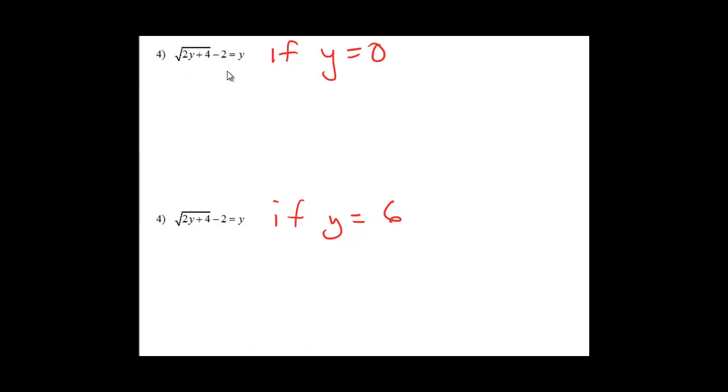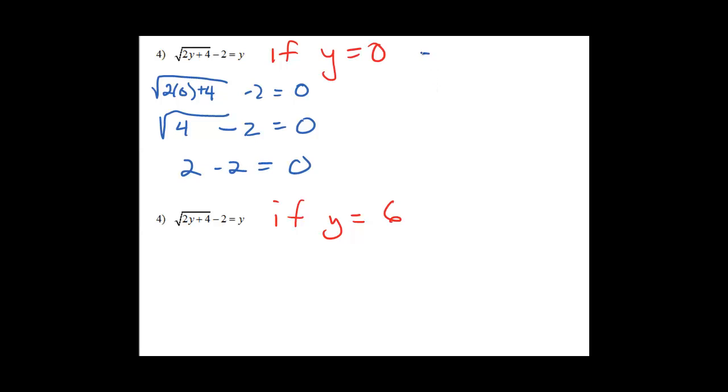So here let's check it if y equals 0. So I'm going to plug that in. The square root of 2 times 0 plus 4, minus 2, equals 0. And that's the square root of 4 minus 2 equals 0. The square root of 4 is 2, and 2 minus 2 does equal 0. So that one's okay.